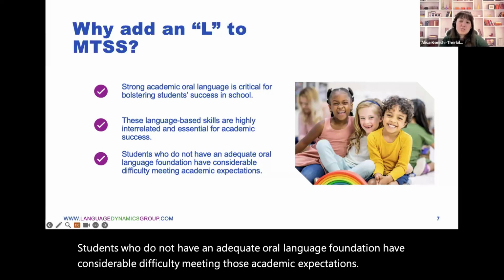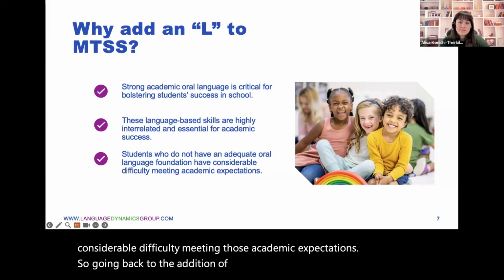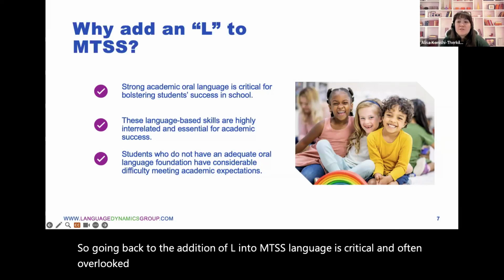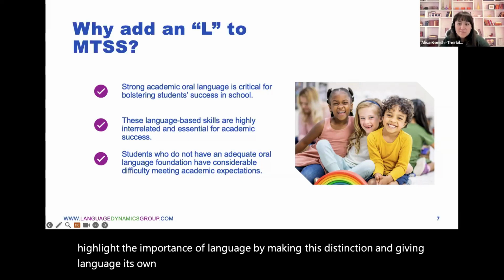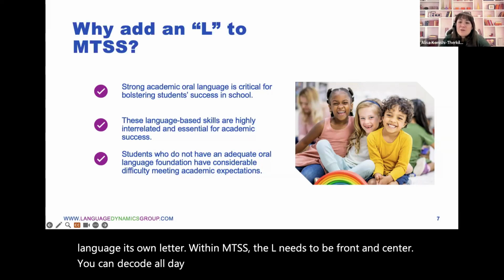So going back to the addition of L into MTSS, language is critical and often overlooked. Therefore, Dr. Spencer and Dr. Peterson wanted to highlight the importance of language by making this distinction and giving language its own letter within MTSS. The L needs to be front and center. You can decode all day long, but you will not progress without the language portion.